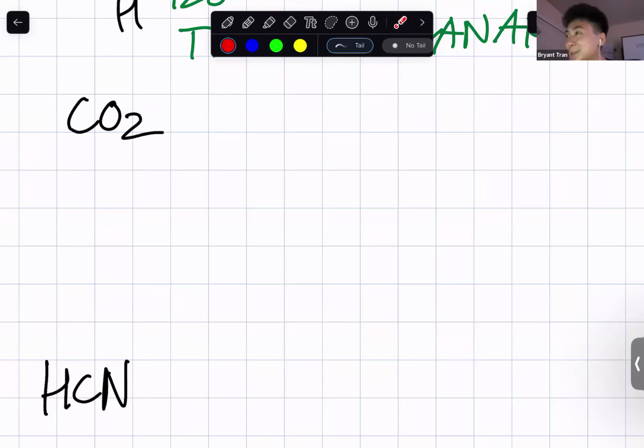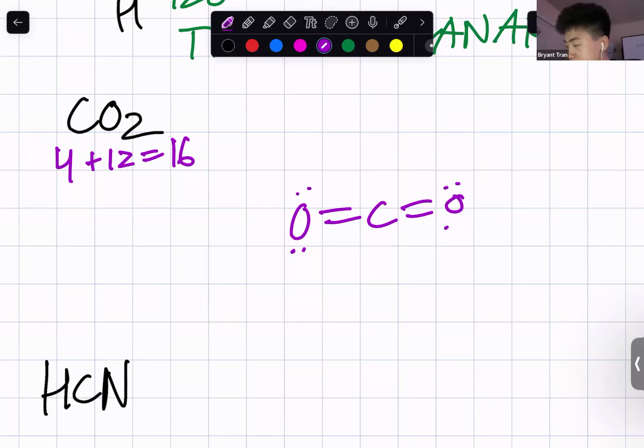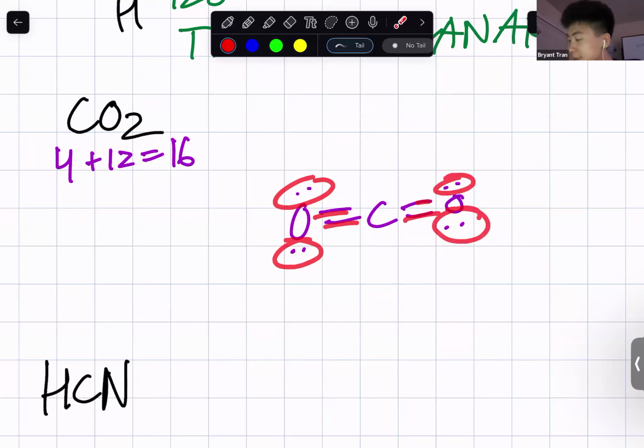Yes, correct. And I like how you showed your work of counting the valence electrons. Carbon has 4, and then oxygen has 6, but since there's two of them, that's going to be 12. Add them together, that's 16. And you drew it correctly, where carbon is going to be in the middle. And then the two oxygens will have two lone pairs of electrons each, which will add up to 2, 4, 6, 8, 10, 12, 14, 16 valence electrons.